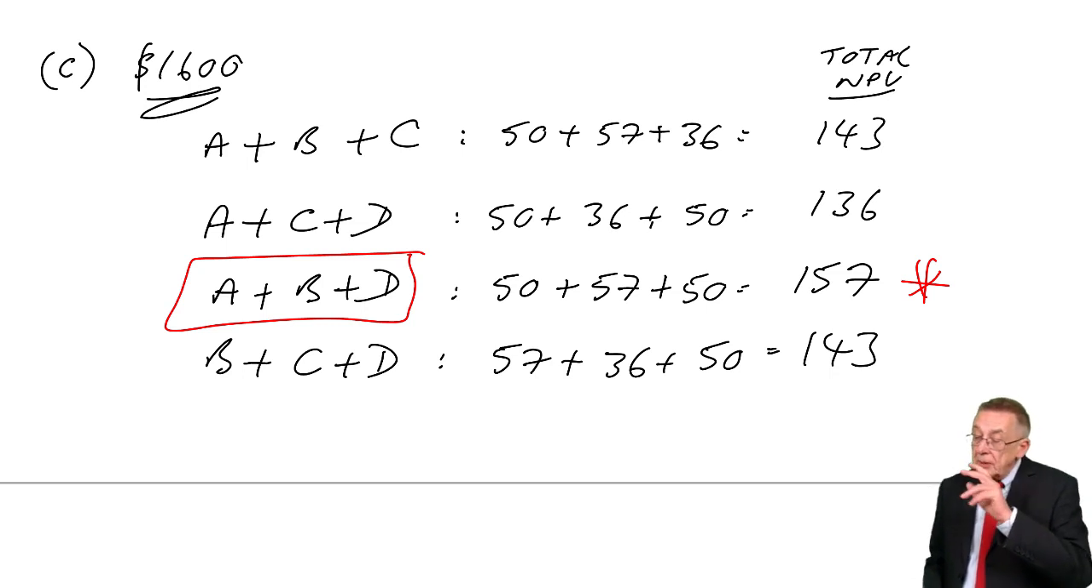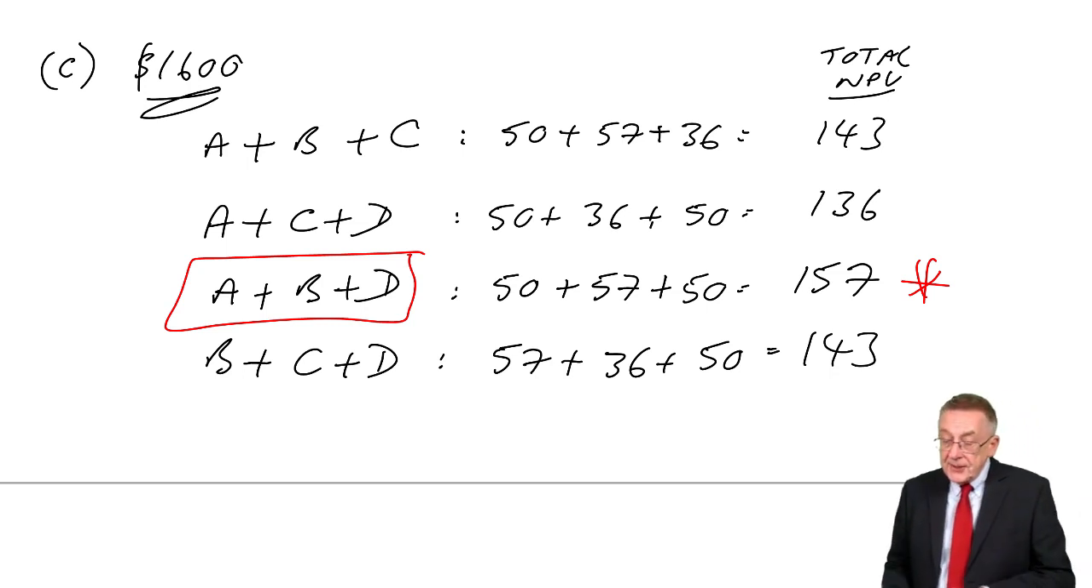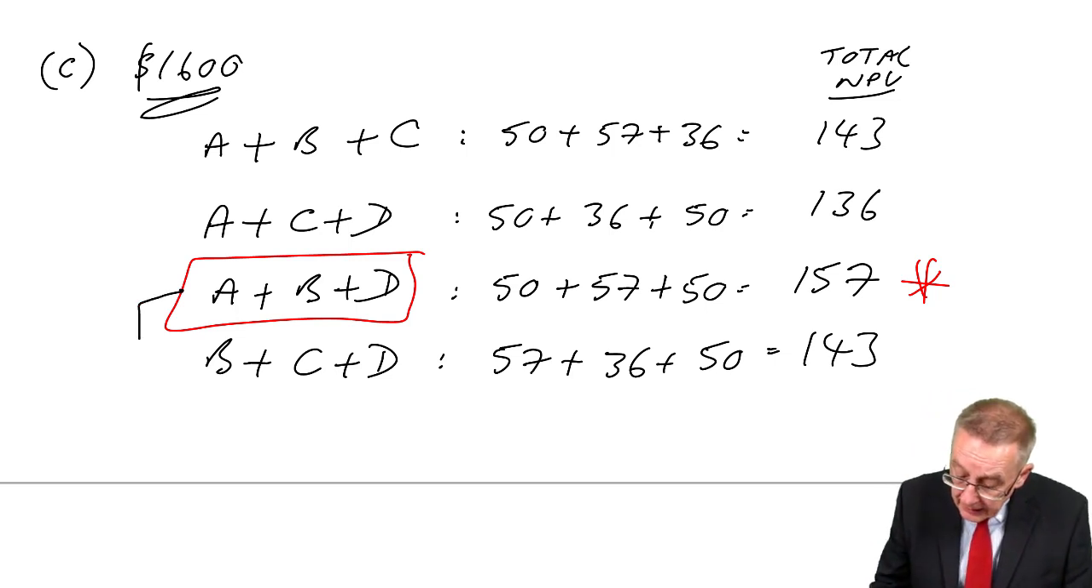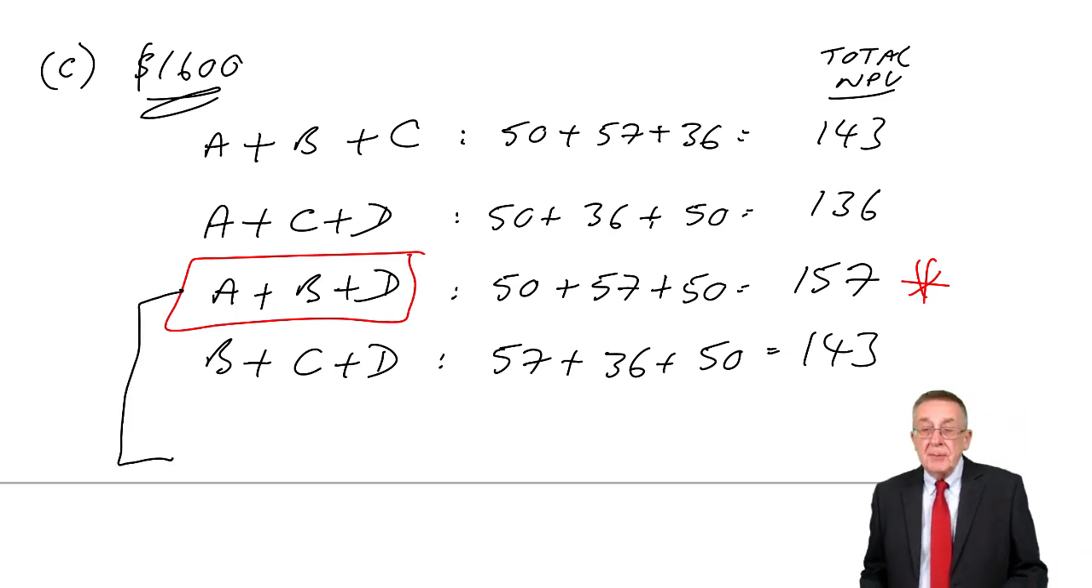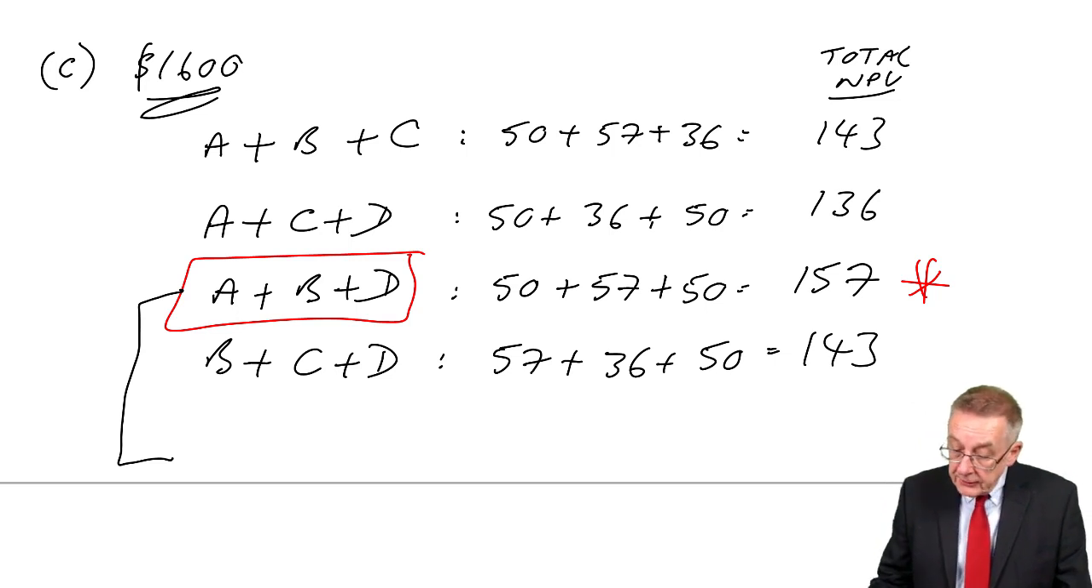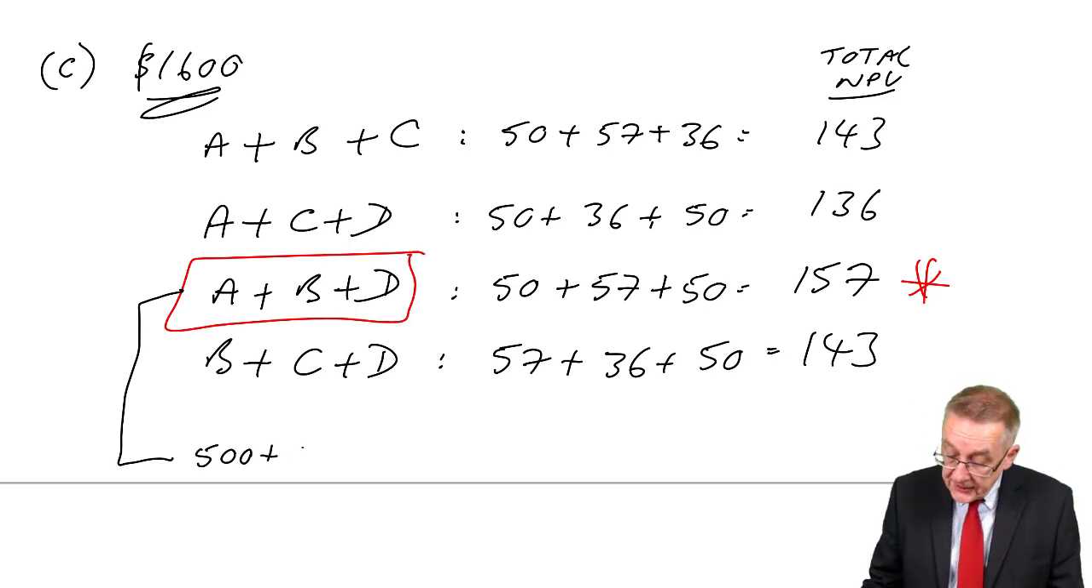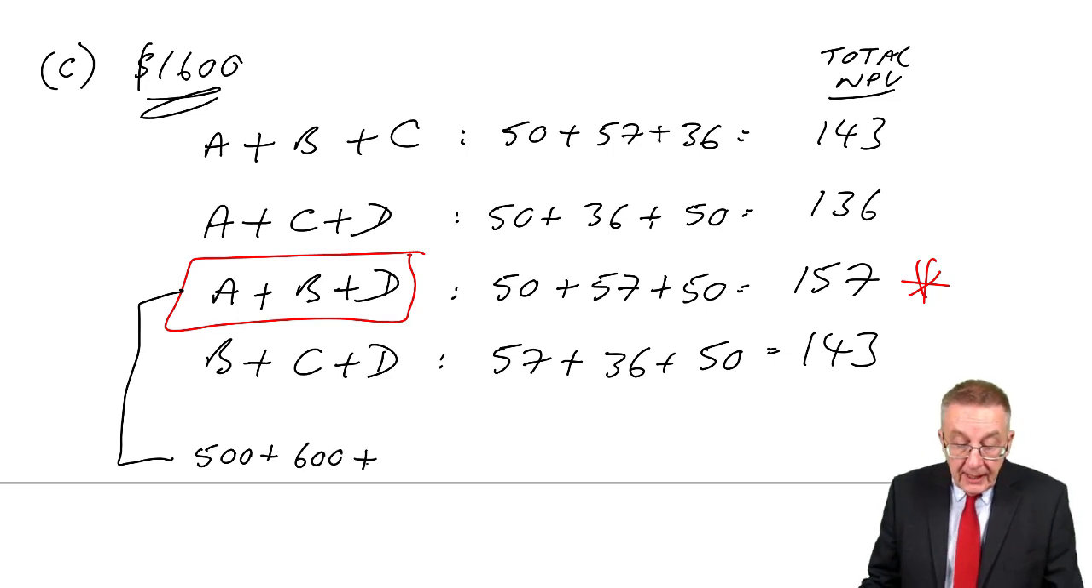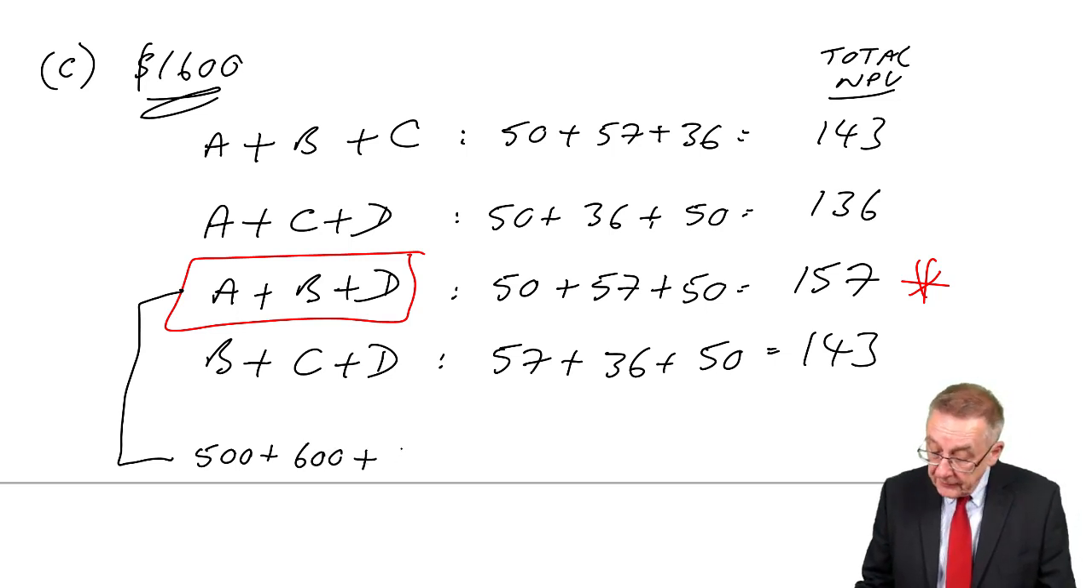Secondly, now this worries some people, although A, B and D is the best, how much capital investment would be required? To do A needs 500, to do B needs 600, to do D needs 400.